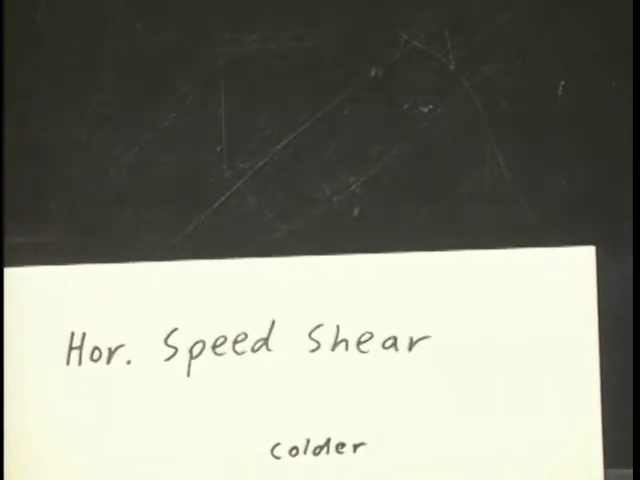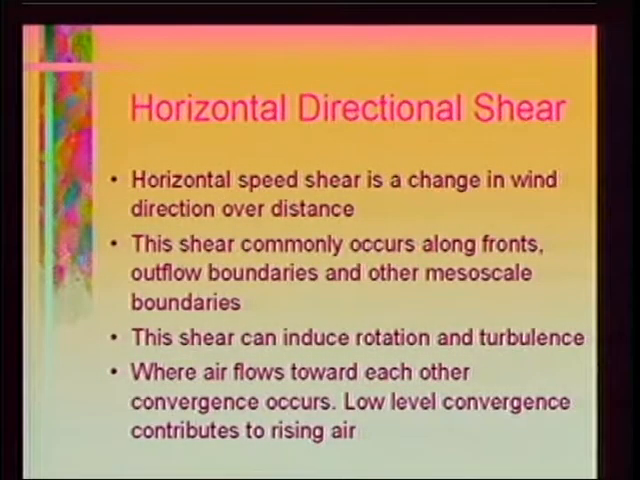Next, we'll look at horizontal directional shear. This is a change in wind direction over distance. This shear commonly occurs along fronts, outflow boundaries, and other mesoscale boundaries. This shear can also induce rotation and turbulence. Where air flows towards each other, convergence occurs. Low-level convergence will contribute to rising air.